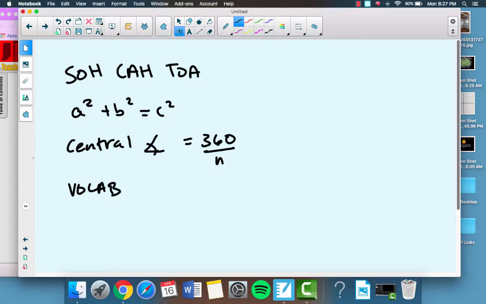Okay, and then you're going to have to know your vocab. So you're going to have to know what perimeter is. You're going to have to know what an apothem is. That's the newest vocab word. Okay, radii, you're going to have to know how to draw those into the circles. All of those things are going to be very helpful in finding these shapes.